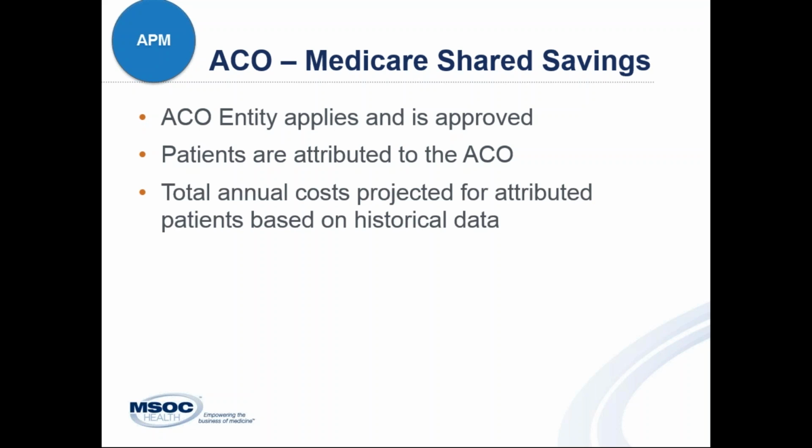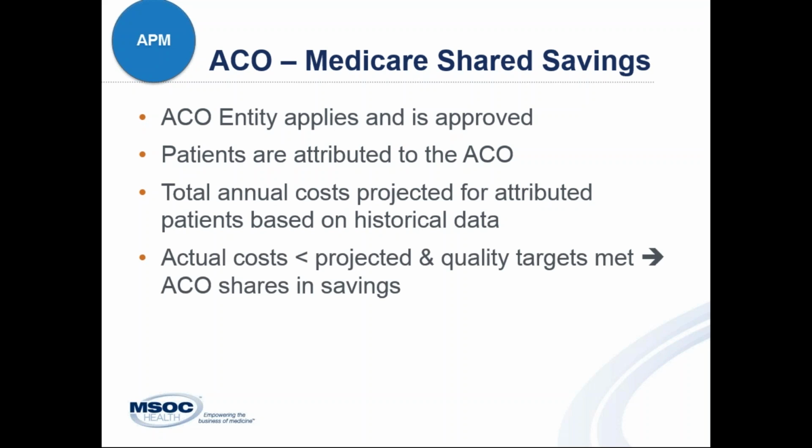And then Medicare takes the total, they project a total annual cost for those patients based on historical data. And then they're going to take a look at what were the actual costs in, say, 2016 for those patients that were attributed to them. And if they are less than what the projected costs were, and if the organization met quality targets that CMS has as part of this program, then the ACO entity gets a piece of the savings that Medicare made between the actual costs and the projected costs.